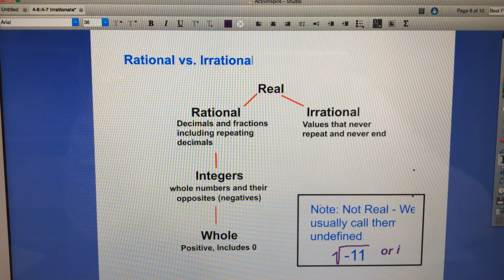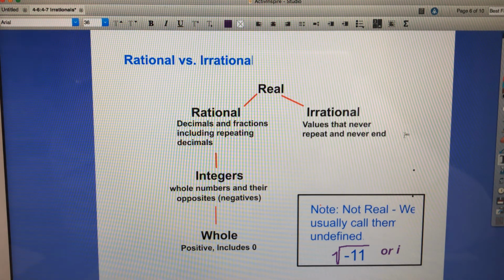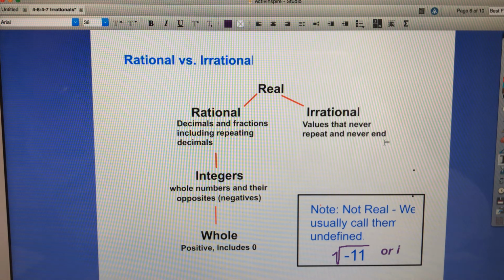Rational. Rational numbers include decimals, fractions, repeating decimals. They include integers. They include whole numbers. These are all rational. Integers include whole numbers. Rational include integers and whole. Real includes all numbers, whether they're rational or irrational. Irrational, very short list here. Repeats, values that you have no idea what the next number is. They do not repeat. Never repeats.